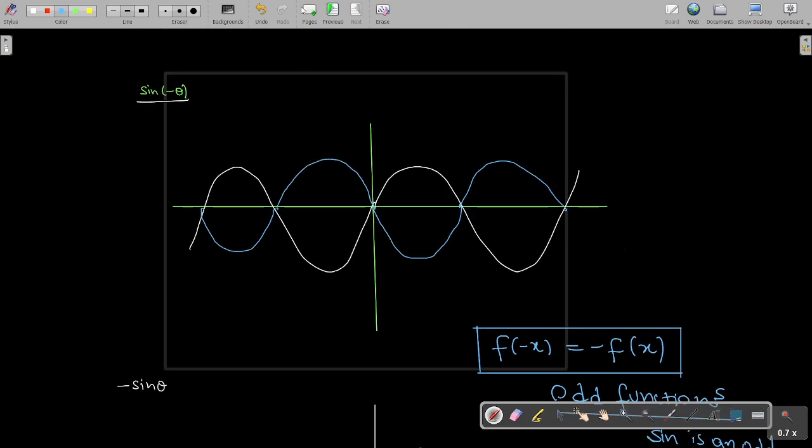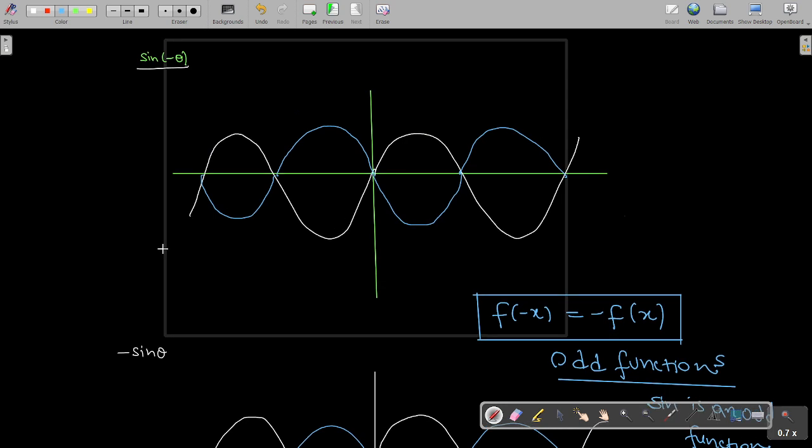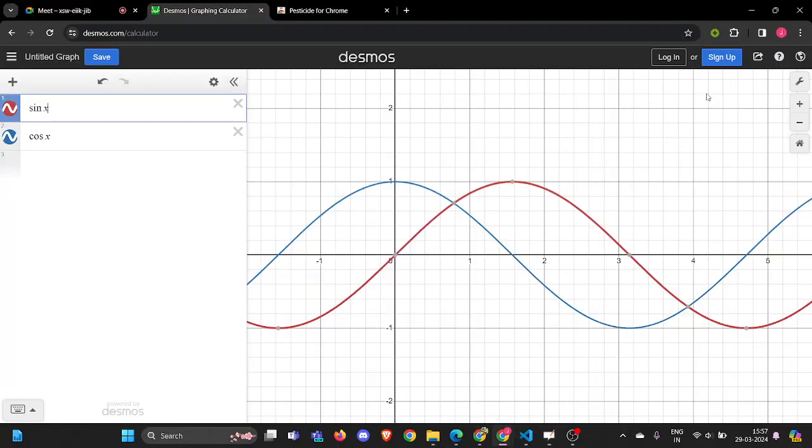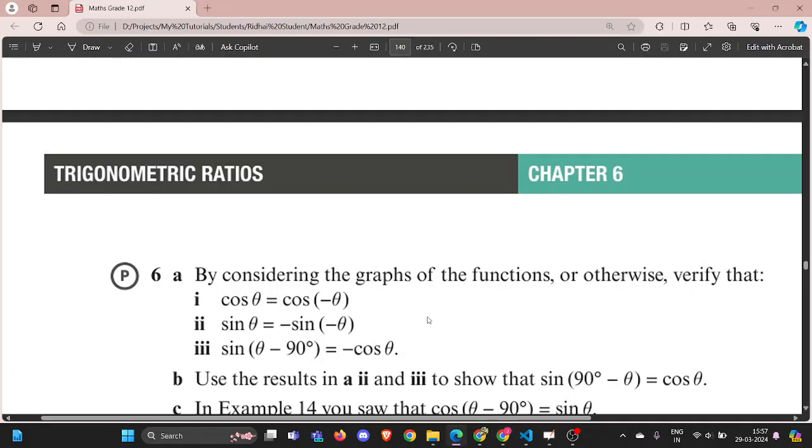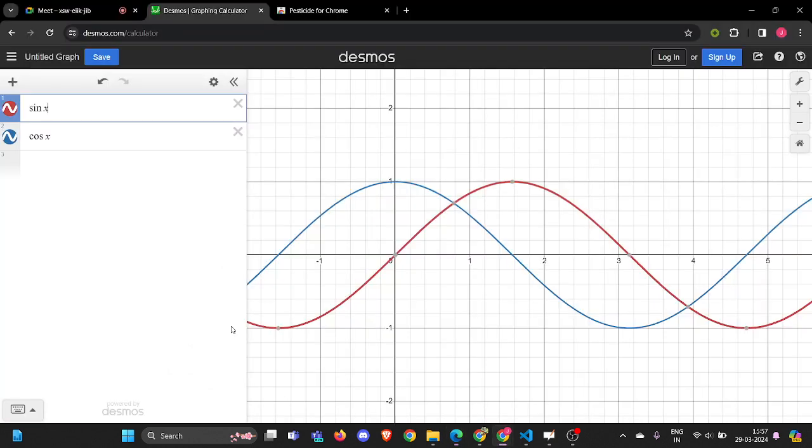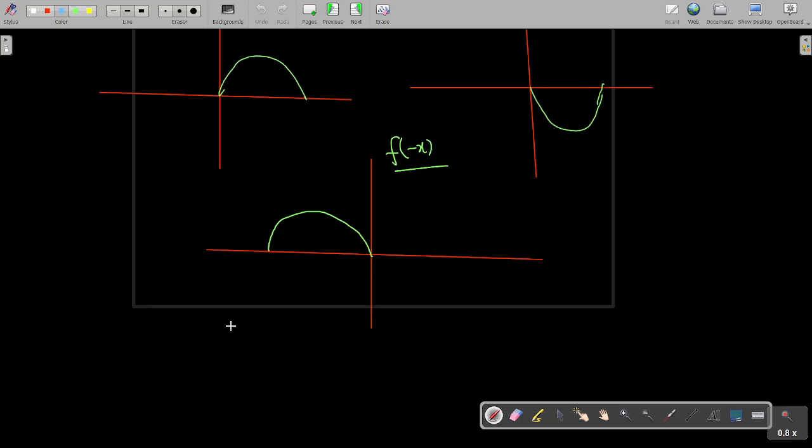Let's move ahead. We were not supposed to draw minus sine theta or sine of minus theta. We were supposed to draw minus of sine of minus theta. Look at the question. It says minus of sine of minus theta, and you have to prove that it is the same as sine theta. So let's see.